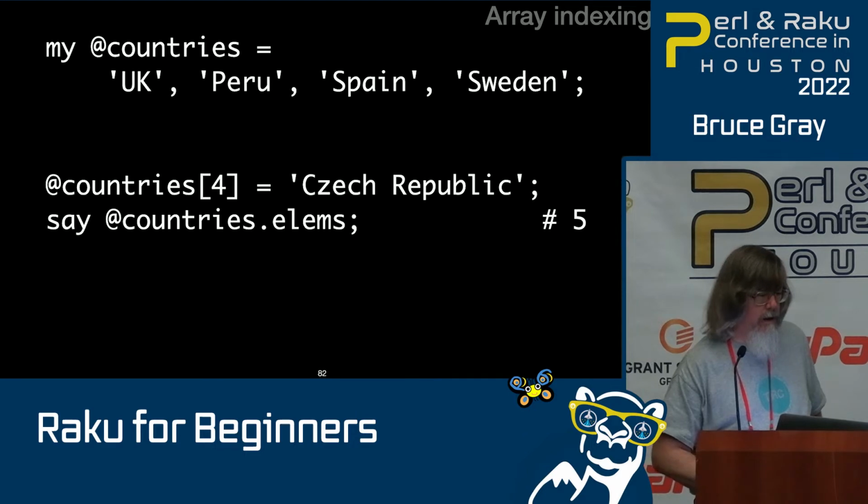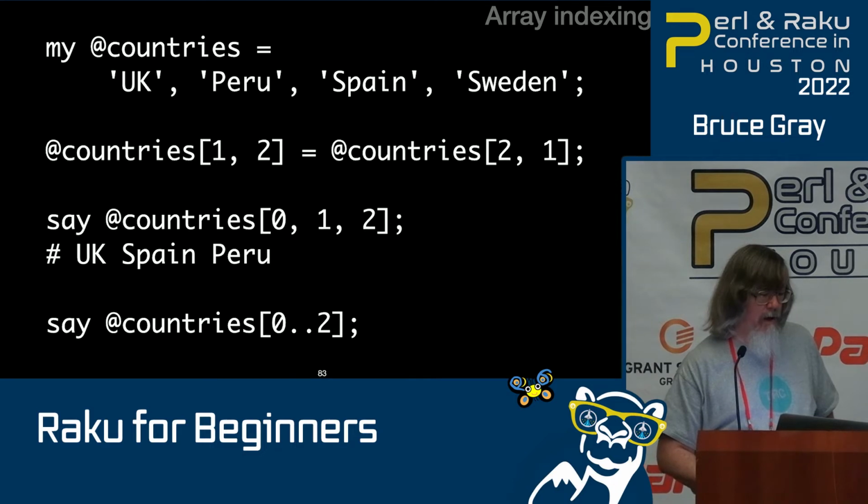If you assign to an element that does not already exist, then the array is extended. So this is 0, 1, 2, 3. If you assign to 4, elems went up by 1. Does that make sense? You can refer to multiple elements at once, like this. And you can do it on the left-hand side. So this is going to swap what's in positions 1 and 2.